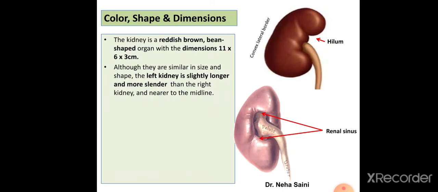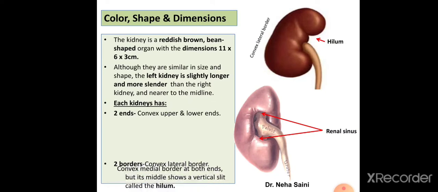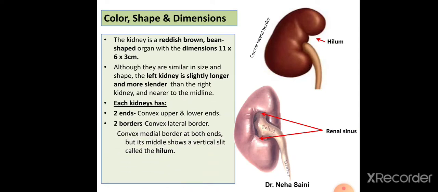The kidney is reddish brown in color. It is bean shaped and the dimensions are 11 into 6 into 3 centimeters. That is, 11 is the length, 6 centimeters is the width and 3 centimeters is the thickness of the kidney. They are similar in size, but the left kidney is slightly longer and more slender than the right one.